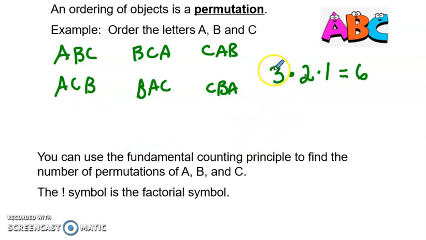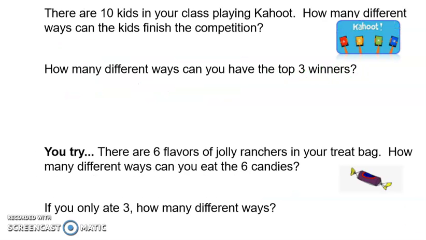When you multiply something starting at that number all the way down to 1, that's called factorial. And the symbol for that is an exclamation point. So if you see something like 3!, that's read 3 factorial, which means it's 3 times 2 times 1, which is what we just did. And there's a button for that on your calculator, and I'll show you how to do that.